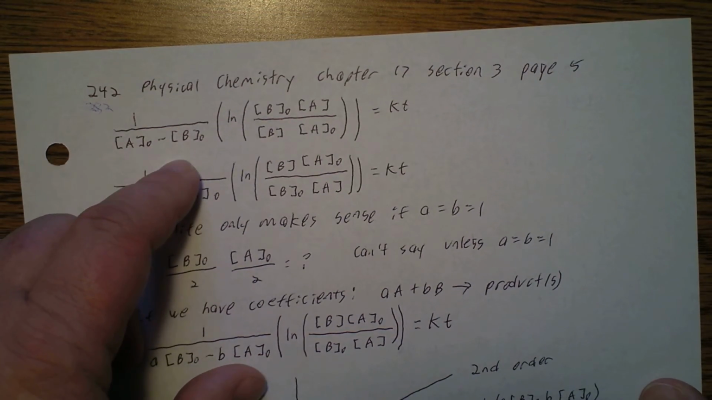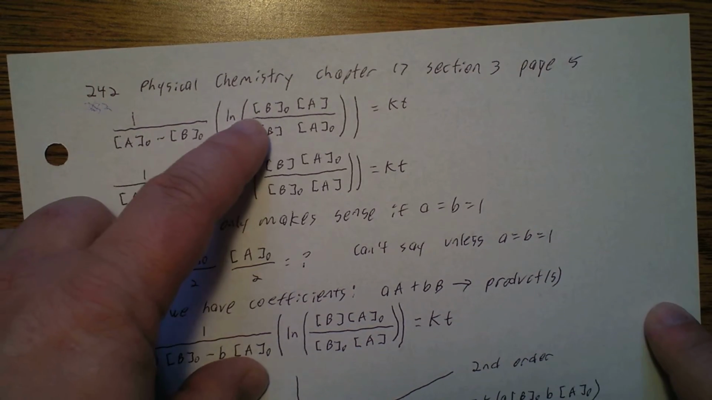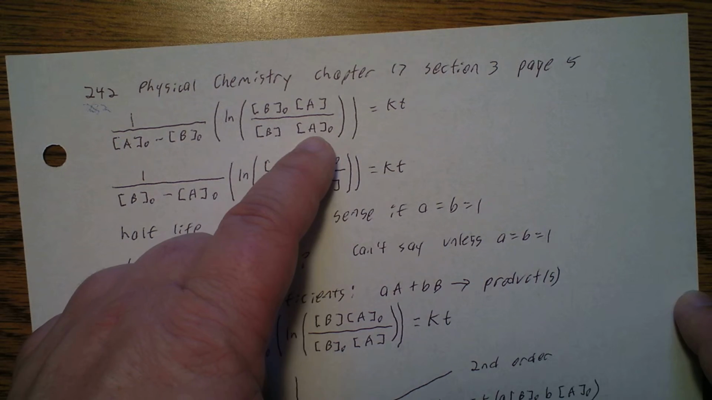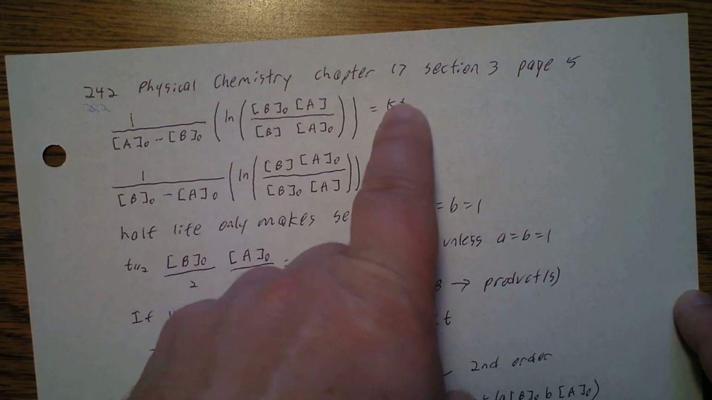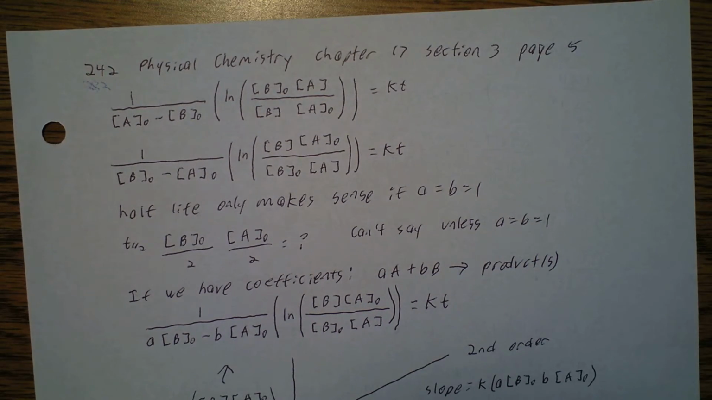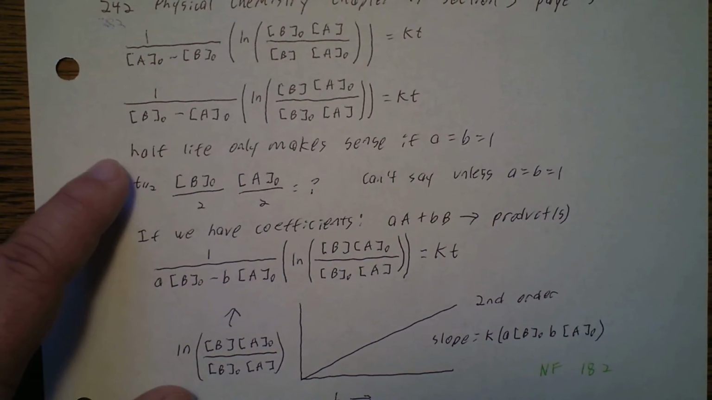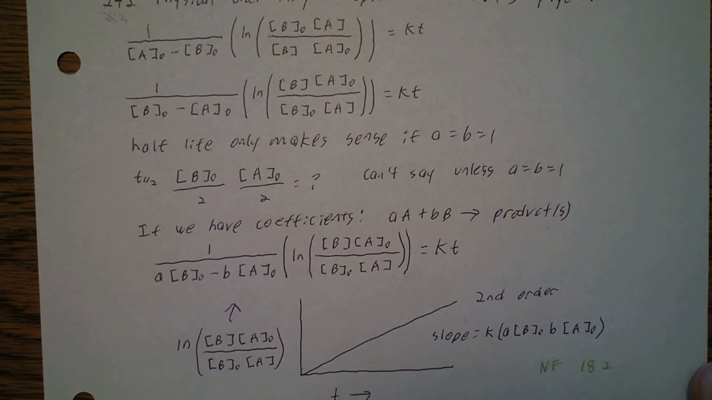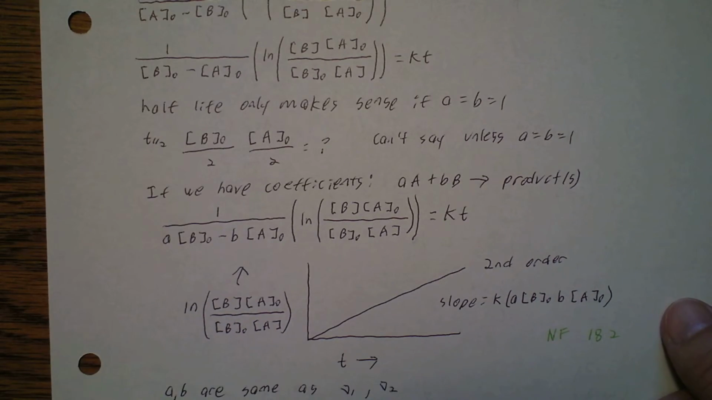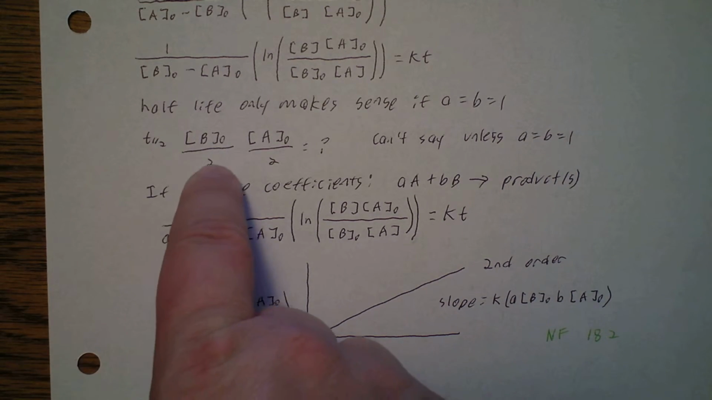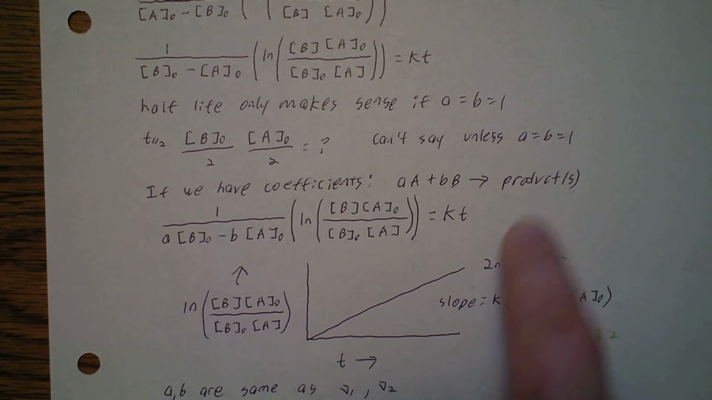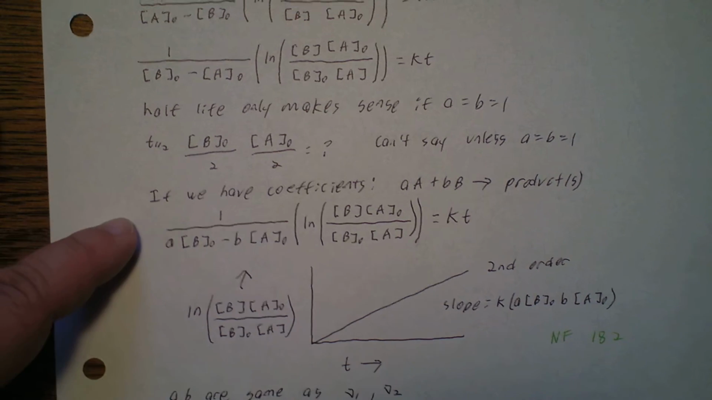Now we get 1 over the initial concentration of A minus the initial concentration of B times the natural log of the initial concentration of B times the concentration of A, divided by the concentration of B times the initial concentration of A. And that's equal to kt. Now, for a second order reaction like this, the half-life only makes sense if a equals b equals 1. So if we have t1/2, B naught over 2 and A naught over 2 is equal to what? Well, it doesn't make sense unless a equals b equals 1.